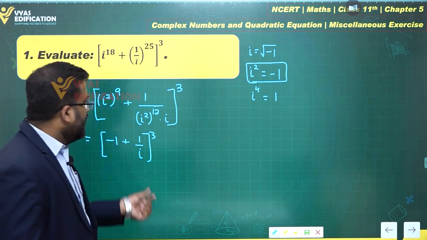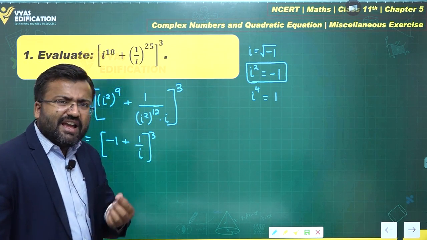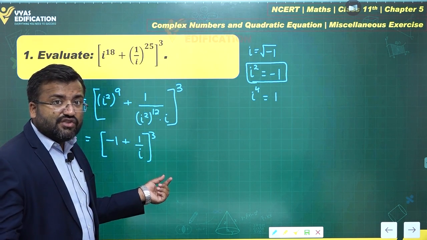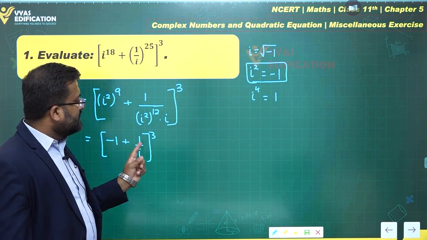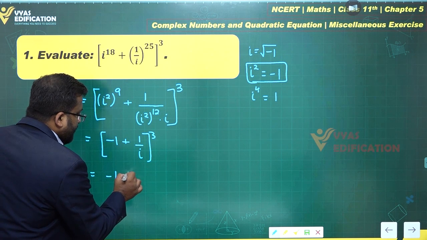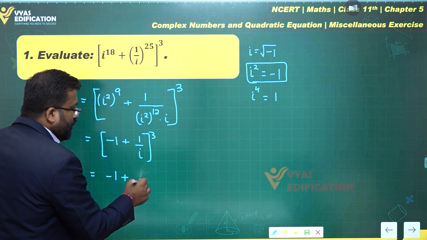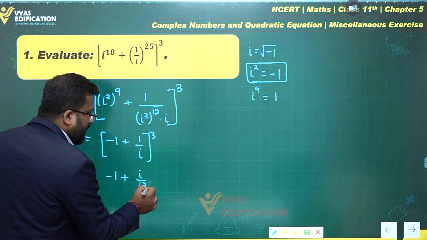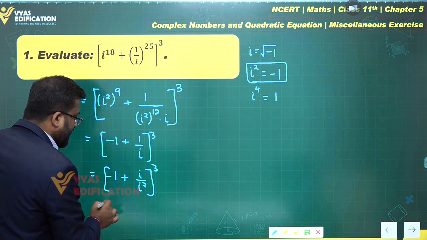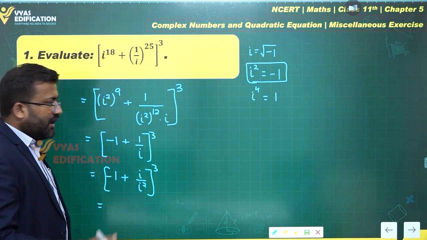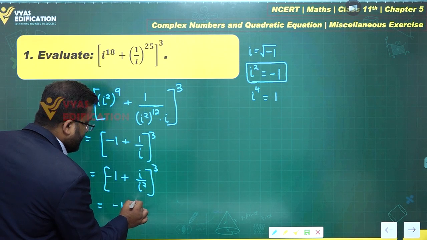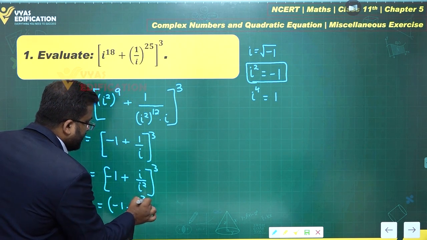Another approach could be to multiply the numerator and denominator by i. So in the denominator you will be getting i times i, which will be i square, which is obviously minus 1. In the numerator you will get an i. So this whole thing, minus 1 plus, this will be simplified to i over i square, by multiplying with i in the numerator as well as denominator, power 3, which will further convert to what? This is minus 1, this becomes minus i. That will give me minus 1 minus i power 3.